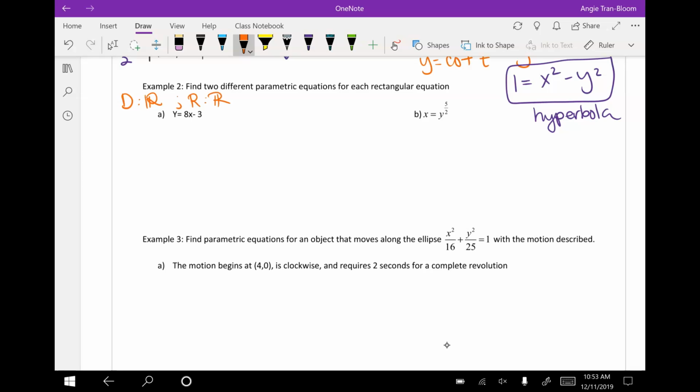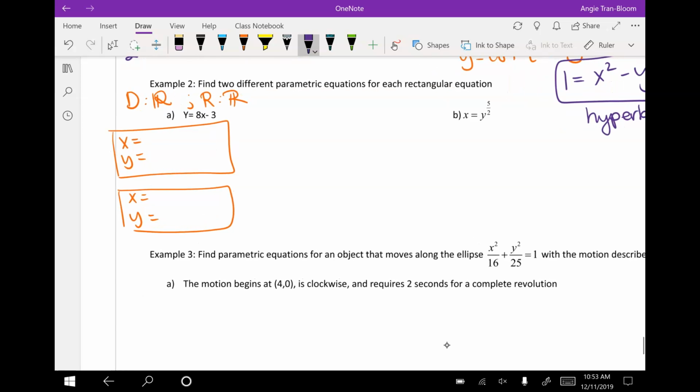The reason we want to remember the restrictions is that when you do your parametric, they have to fit that restriction. So they want 2 sets of parametric. Each set must contain an x equals and a y equals. And to go from rectangular to parametric is easy. You can let x be anything it wants to be. So x can be t. X can be 5t. X can be bazillion t. Doesn't really matter. If you know what x is, what do you think y is?